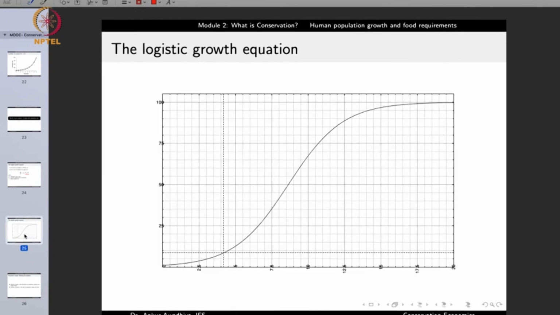This is how the curve will look when we plot it. So in the beginning, we see that the curve goes on like this. So this is the phase where we are seeing an exponential growth. Then we see a phase where there is a constant growth. And then there is a phase where the rate of growth is decreasing with time.